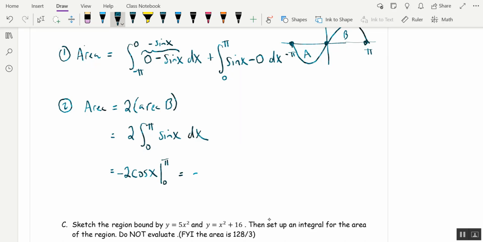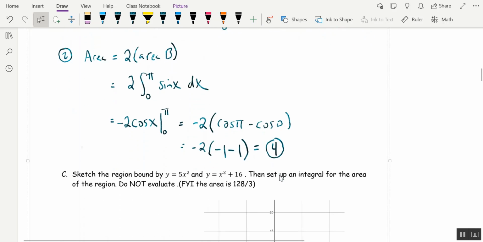And that's negative 2. And then there's a lot of minus signs going on here, so I definitely want to factor that out. Cosine pi minus cosine of 0. That's negative 2. Cosine of pi is negative 1, and cosine of 0 is 1. So negative 2 times negative 2 is 4.